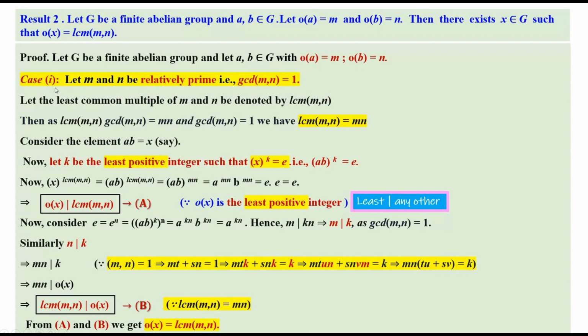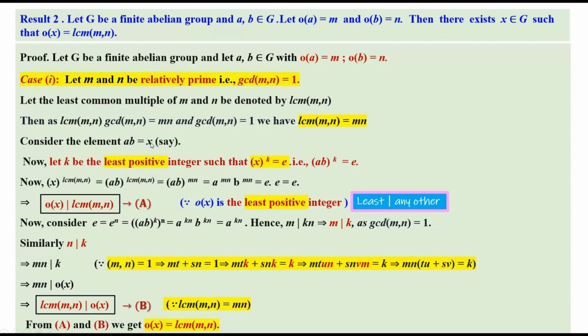Now we shall consider two cases. One is m and n are relatively prime. The other one is if they are not relatively prime. So suppose they are relatively prime, then the GCD of these two is 1. Now we shall denote the least common multiple of m and n to be this. And we also know that whenever we are given two numbers m and n, the product is nothing but the product of the LCM of them and the GCD of them. And here the GCD of m and n being 1, we must have the LCM of m and n to be just the product mn.